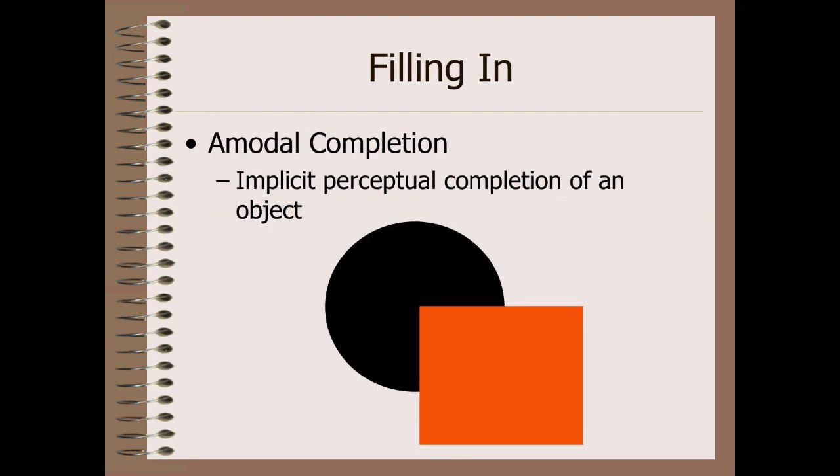Another example of filling in is with amodal completion. Amodal completion is implicit perceptual completion of an object. Here, we perceive an orange square covering up a complete black circle. We don't perceive 3/4 of a circle, which is what our eyes are really seeing. It's just another example of how easily we can take for granted all that our perceptual systems do for us.